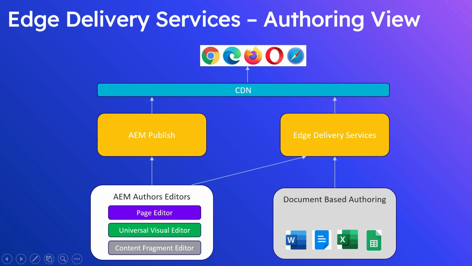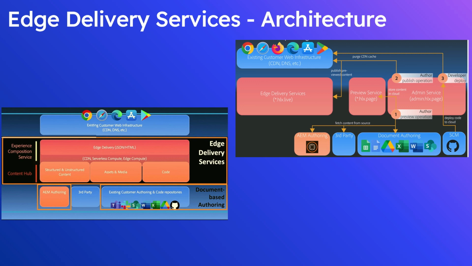So the Edge Delivery Services layer can consume the content from document based authoring, meaning Word, Google Docs, Excel, Google Sheets. Also it can consume AEM content, either page editor based content or universal editor based content, or content fragment editor based content. So the same content can go to AEM publish as a normal flow, or it can be used by Edge Delivery Services. Let us see the quick view on the architecture.